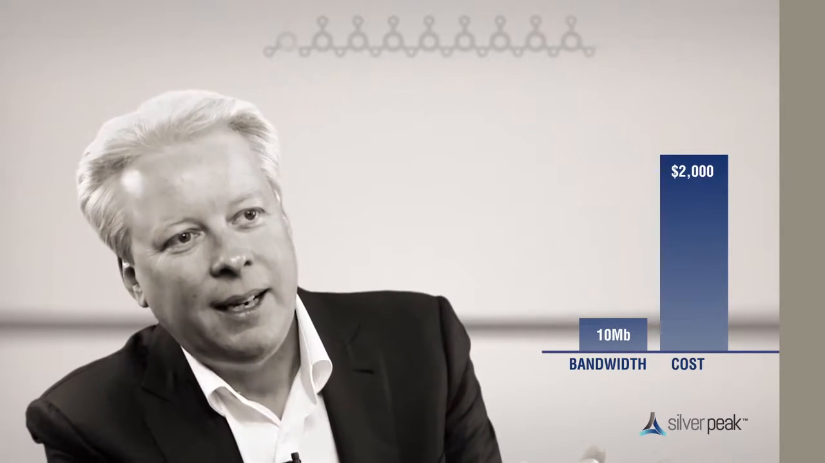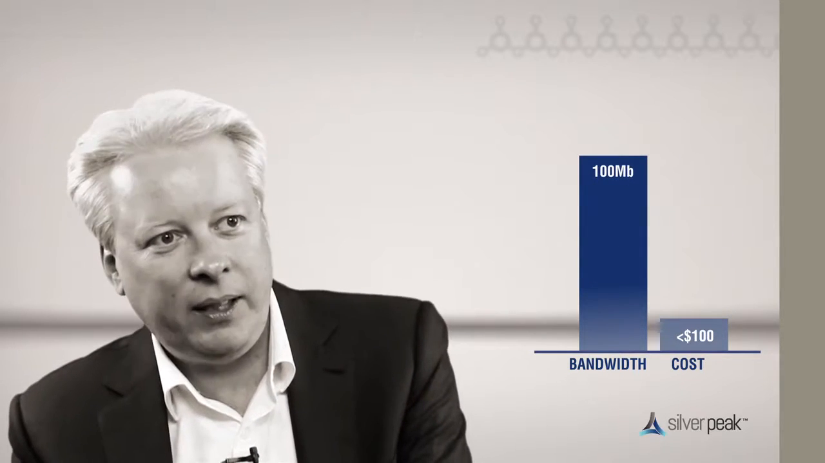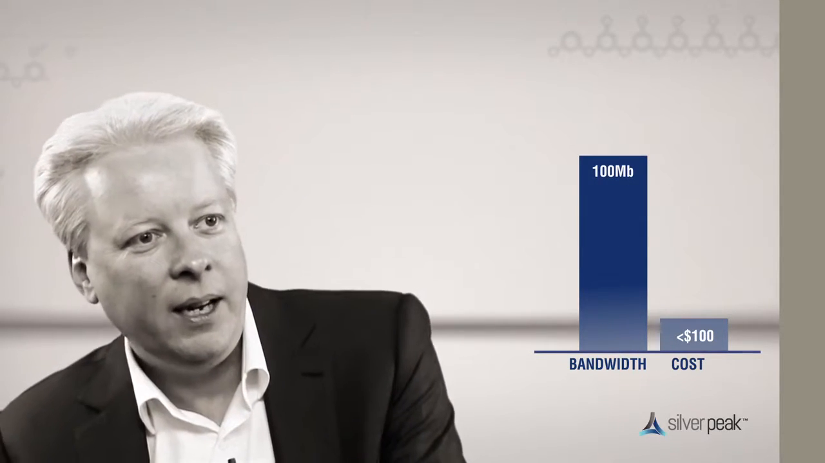You know, MPLS is still very costly. You get SLAs, that's an advantage, but it costs a lot of money. And at the same time, broadband internet is becoming less and less expensive. So you might pay $2,000 for a 10 meg MPLS link, and then for less than $100 you can get 100 megabit per second broadband internet access.